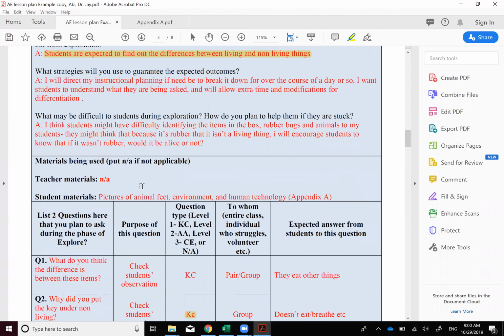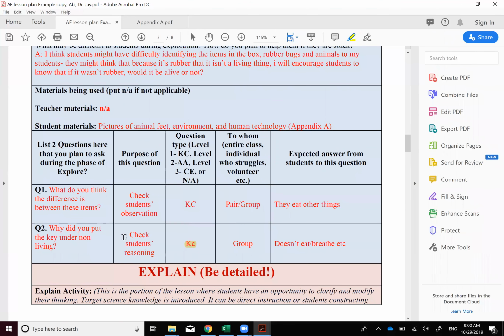Okay. Another one. This one is a problem. Why did you put the key under non-living? This is not about knowledge and comprehension. It's about using knowledge to explain and analyze why a key is non-living. So this is level 2, apply and analysis.